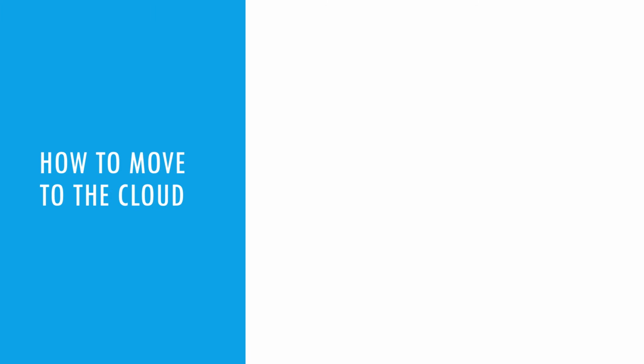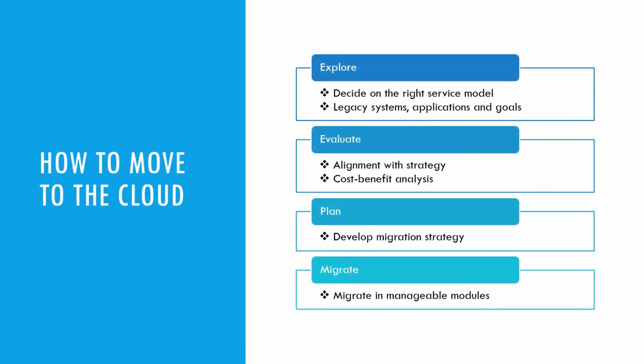Most businesses can move to the cloud in 4 steps: explore, evaluate, plan, and migrate. Firms should first explore and understand the options that are available to them. Deciding on the right type of cloud services the firm needs is paramount to its successful implementation and use. When exploring their options, they should also be considering their existing applications, legacy systems, and their future IT goals.